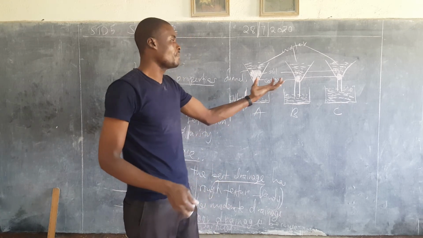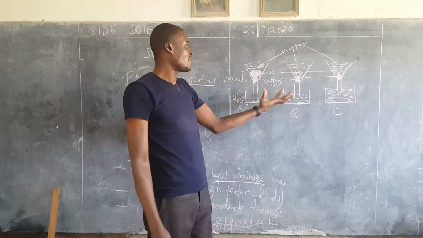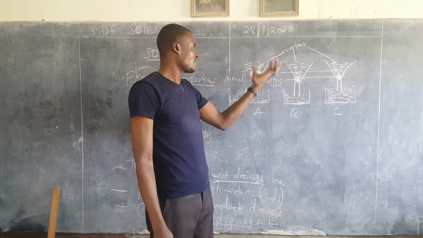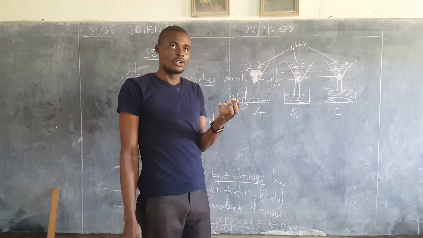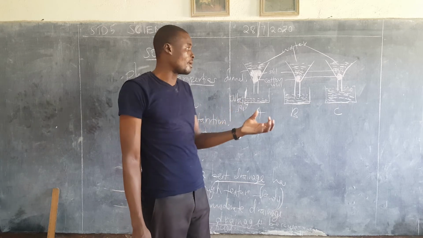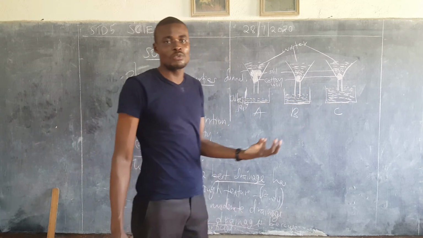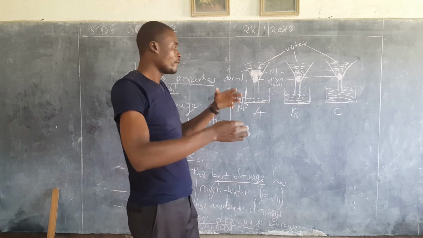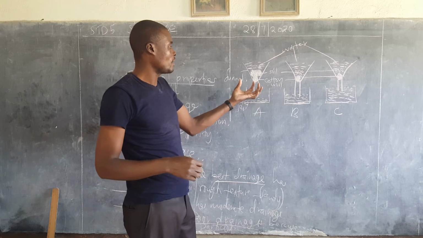So we have used the same size. The funnels are of the same size, the cotton is of the same size, the water is of the same quantity, the soil is of the same quantity. We put the same quantity so that you can be very accurate, and then the collecting jar should also be the same size so that you can see which soil collected out water. So let's see, Lana.